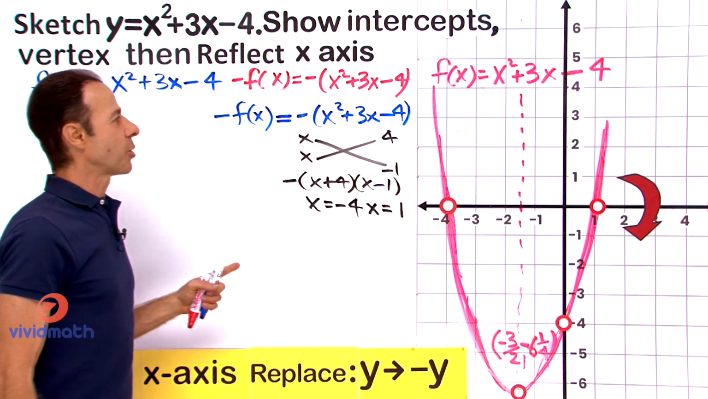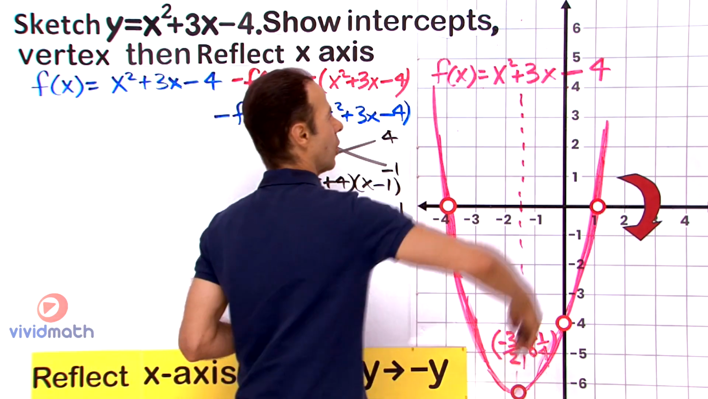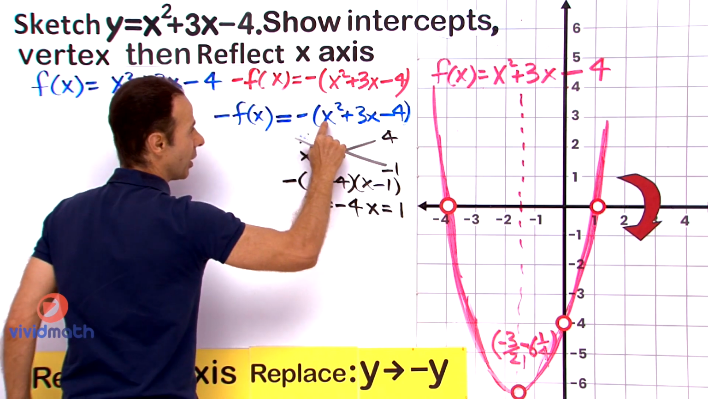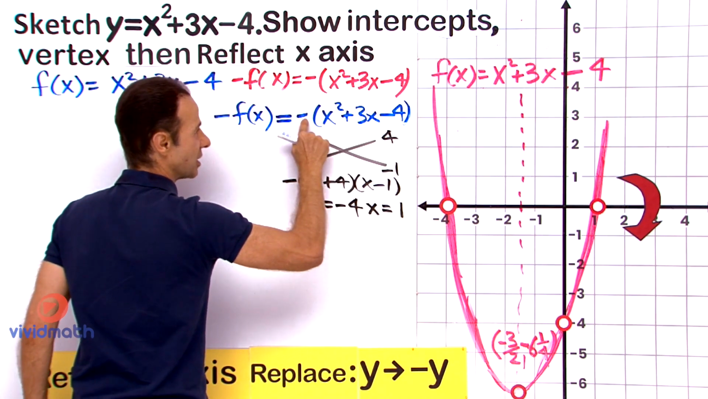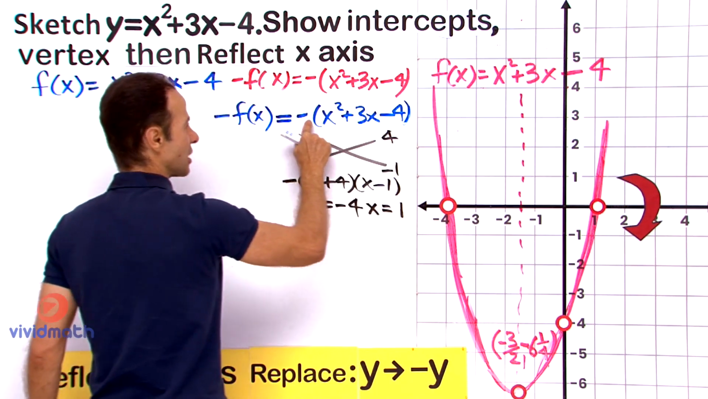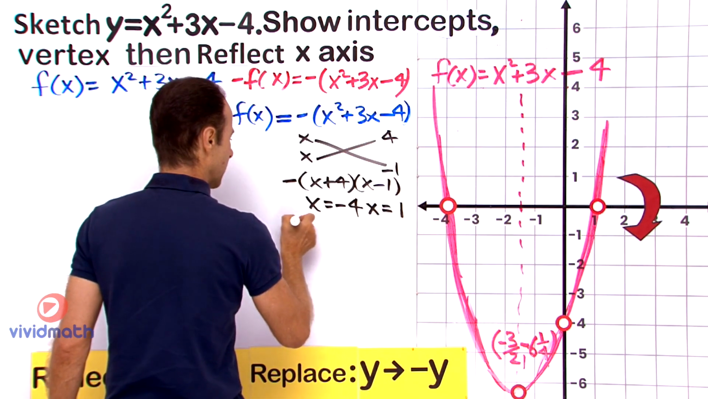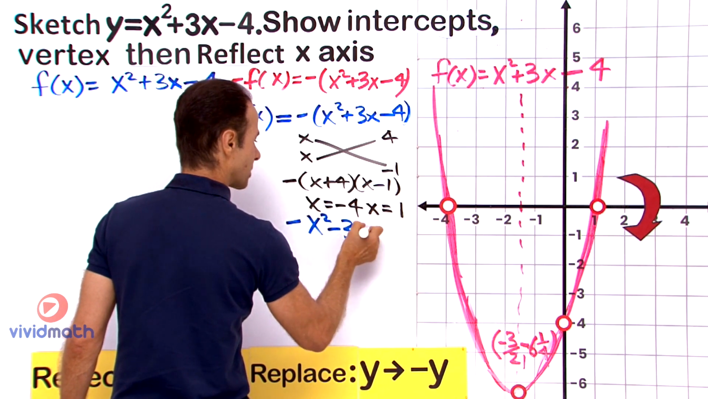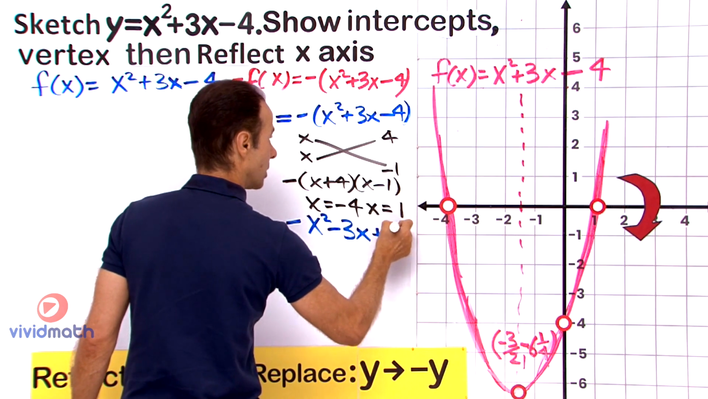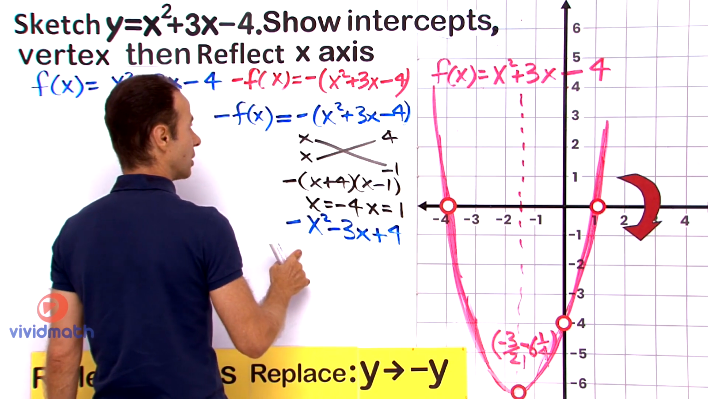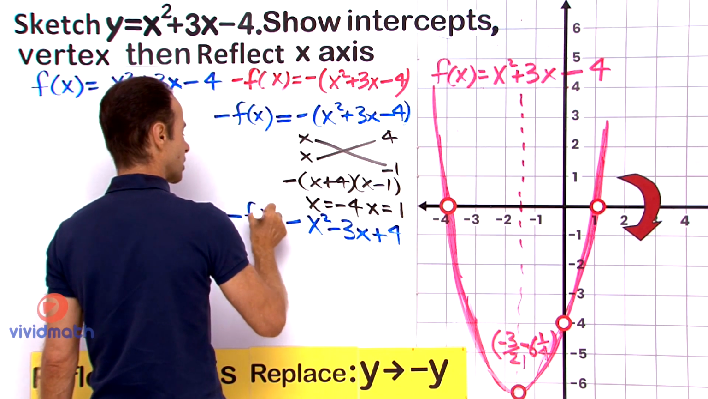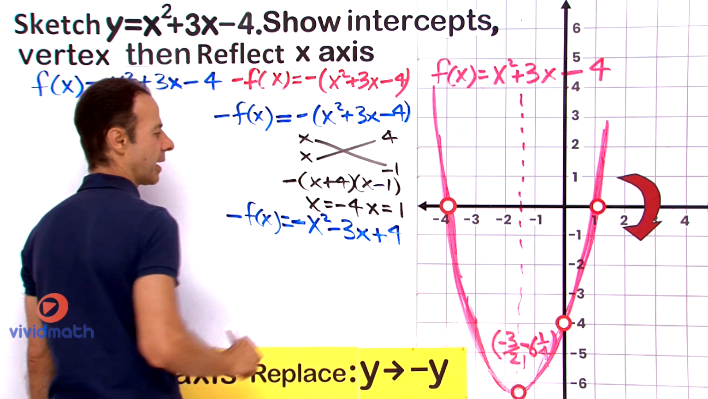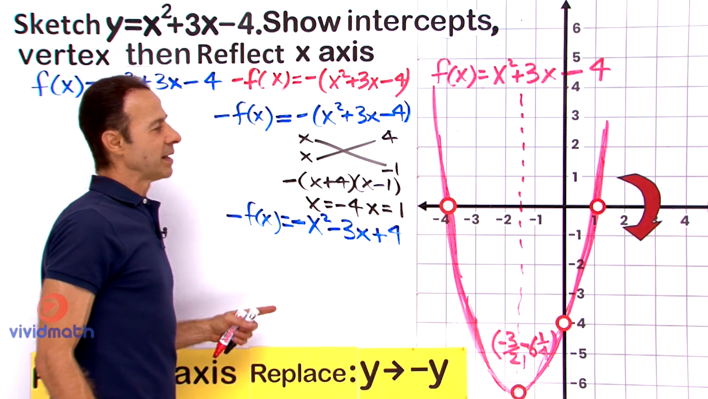Now, where does this cut through on the y-axis? Well, we need to expand this. So if I was to expand it and bring the negative 1 times x squared, negative 1 times 3x, negative 1 times minus 4, it's all going to change sign, and it's going to become negative x squared minus 3x plus 4, because we've got a negative and a negative, plus 4. So that's what negative f(x) equals, right?